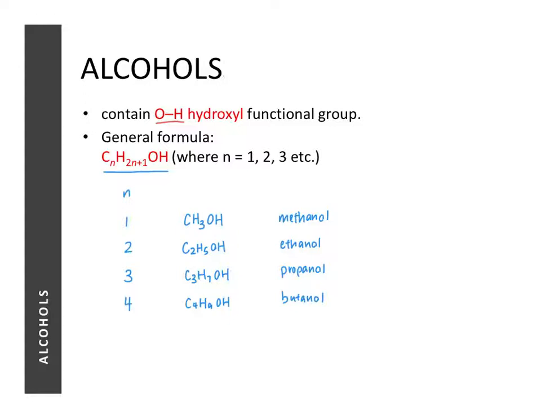So in order to know the molecular formula of any alcohol in the family, we can just refer to the general formula and substitute in the value of n, which is the number of carbon atoms. Let's try something slightly more difficult. An alcohol with 11 carbon atoms. So n equals 11. That will give us C11H23OH.